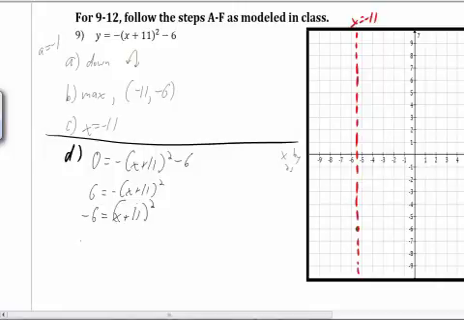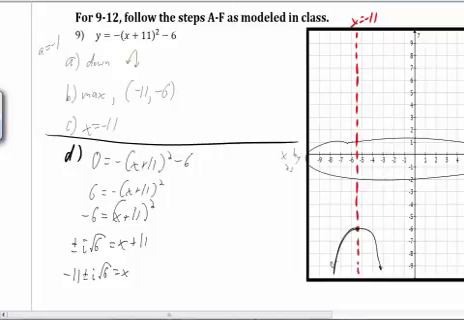Take the plus or minus square root of both sides. We get plus or minus i radical 6 equals x plus 11. Subtract 11 and you get -11 plus or minus i radical 6. We can't plot these because these are complex. And this is what we would expect because the parabola is going down and it will not cross the x-axis.